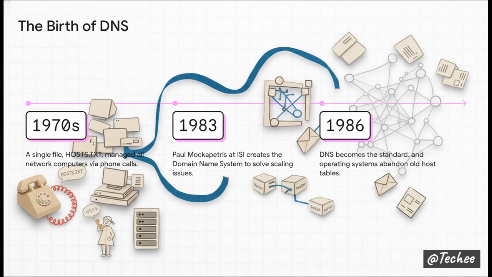It was called hosts.txt, and it was managed by the Stanford Research Institute, or SRI. Now get this, if you wanted to add a new computer to the network, you literally had to pick up the phone, call SRI, during their business hours, by the way, and have them manually add it. As you can imagine, as the network grew, this became completely unsustainable.